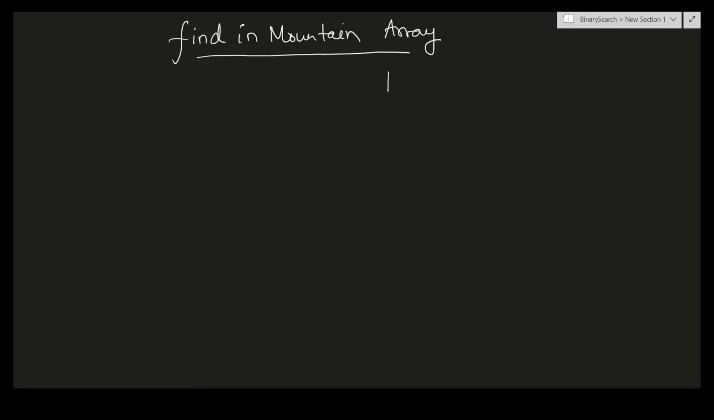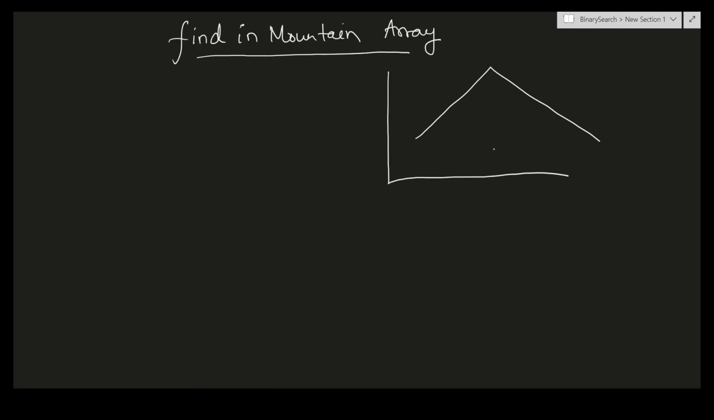You are given a mountain array. Suppose you are given some mountain array and you have to find some element in it. Earlier, when we solved the binary search problem, we were just given a sorted array, so we were able to find the particular element and return its index. But now in this problem, we are given a mountain-shaped array. Okay. So the elements of the array form a mountain, and we are asked to find the index of a particular element.